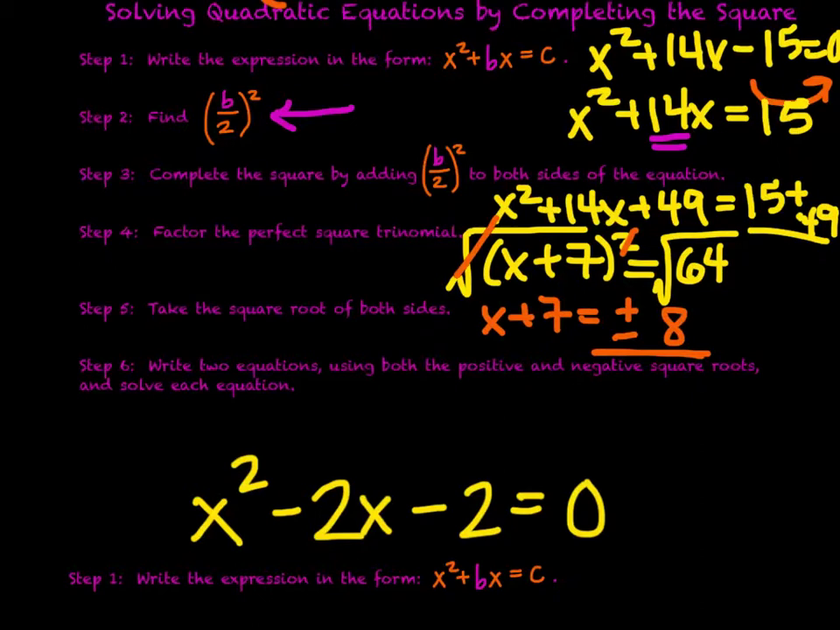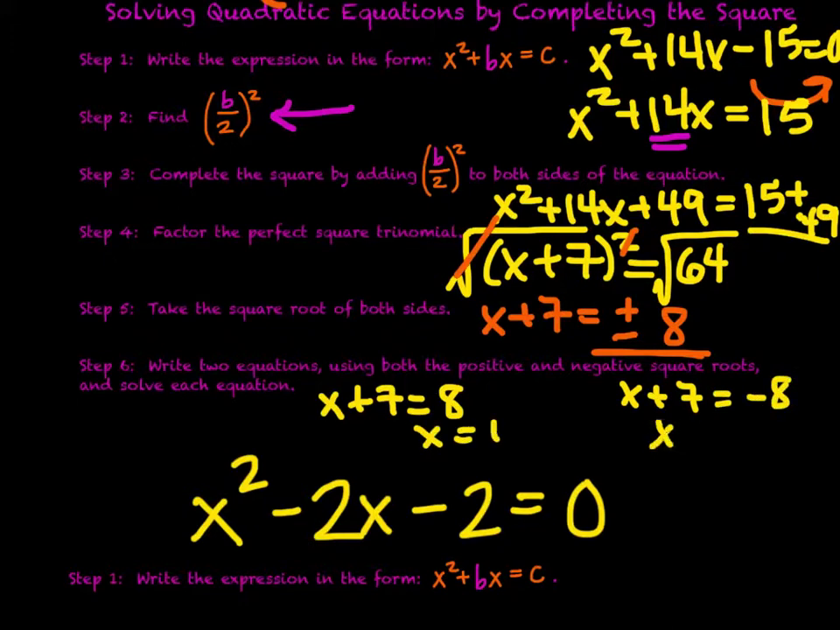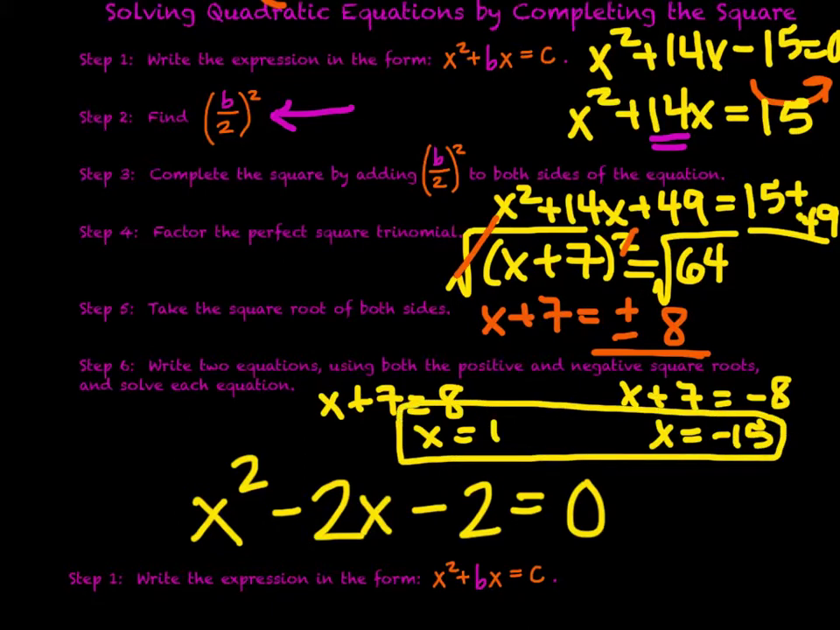Last step, we need to write our 2 equations using both positive and negative square roots, and solve each equation. So we'd have that x plus 7 is equal to a positive 8, and x plus 7 is equal to a negative 8. So we'd eventually find that x is equal to 1 and x is equal to negative 15. So these are both of our answers. We can see that there's 2 answers, so 2 solutions. That's the maximum we can have, and that's a good thing.